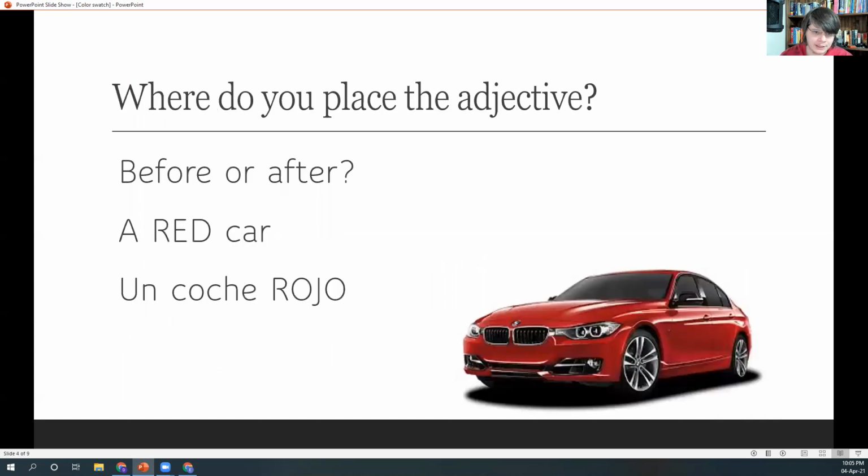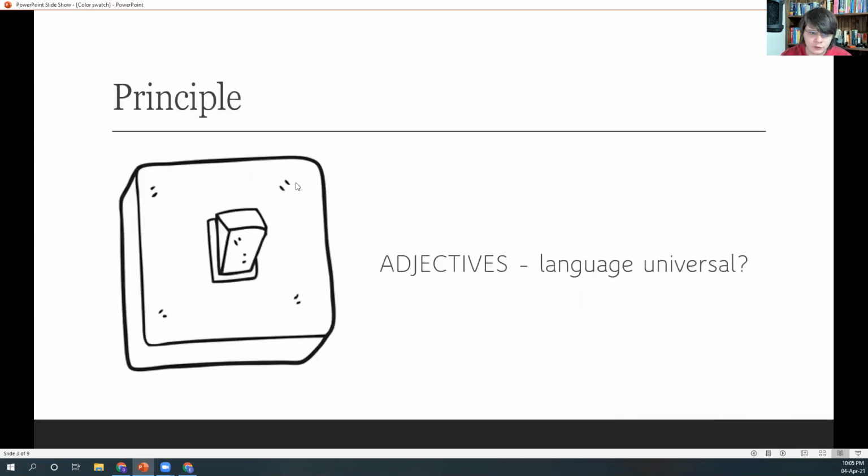But where do we place those adjectives? Think about this. We say a red car and un coche rojo. So in this case, this would be what we call pre-nominal, before the noun. And in the Spanish case, we have un coche rojo, which is placing it after. So that's where the switch is set.